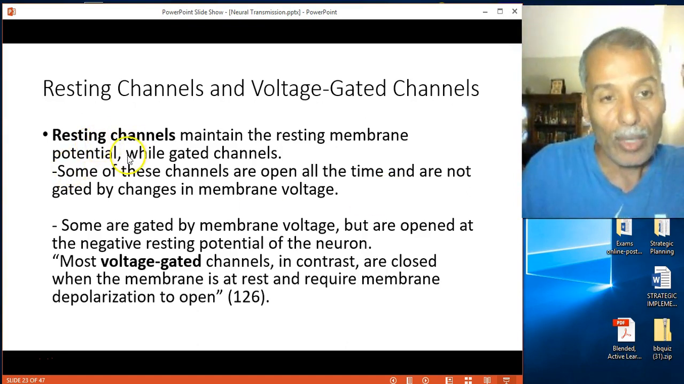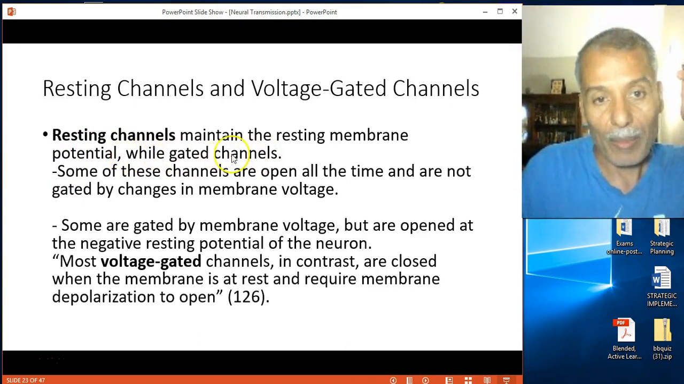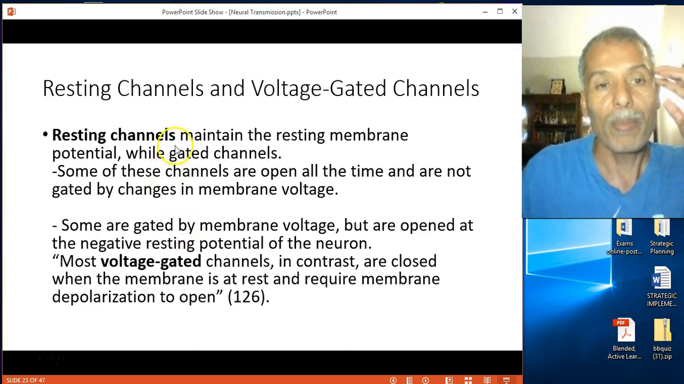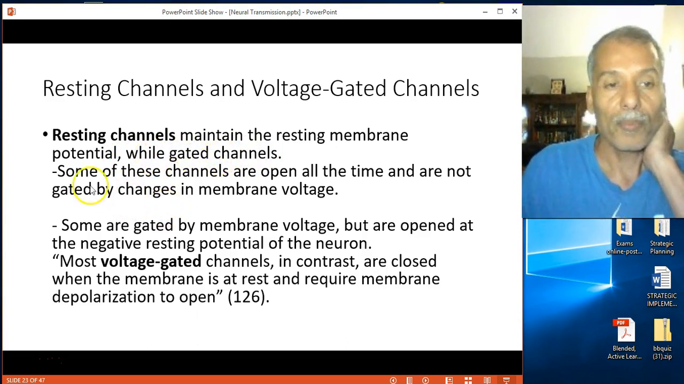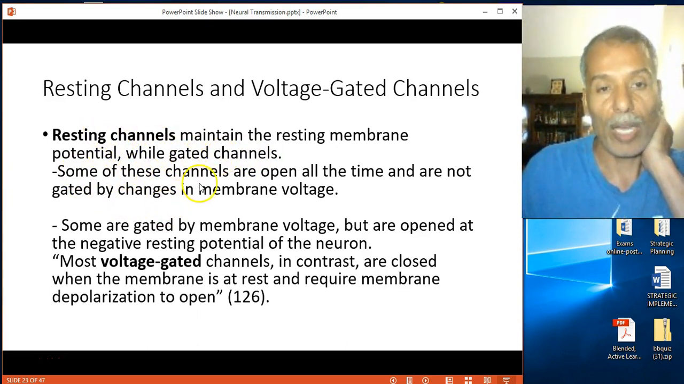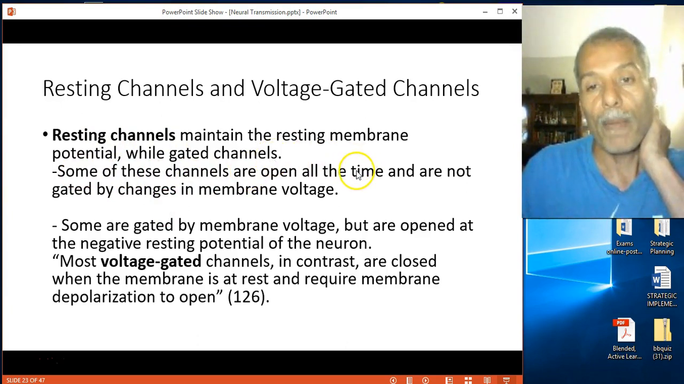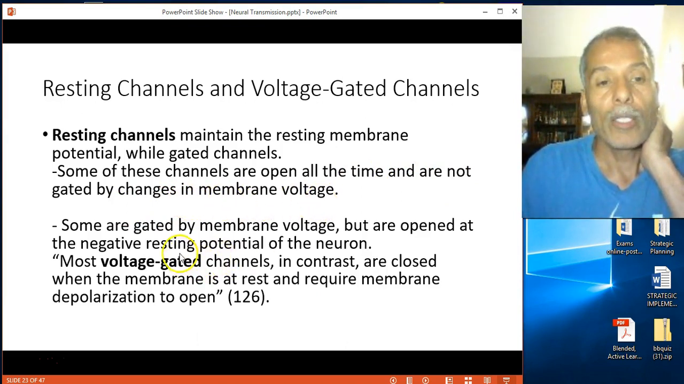I'd like you to delete the next segment here of the gated channels, because I speak about them below. So it will be resting channels maintain the resting membrane potential, and then just delete the three words that come after. So some of these resting channels are open all the time and are not gated by changes in membrane voltage.